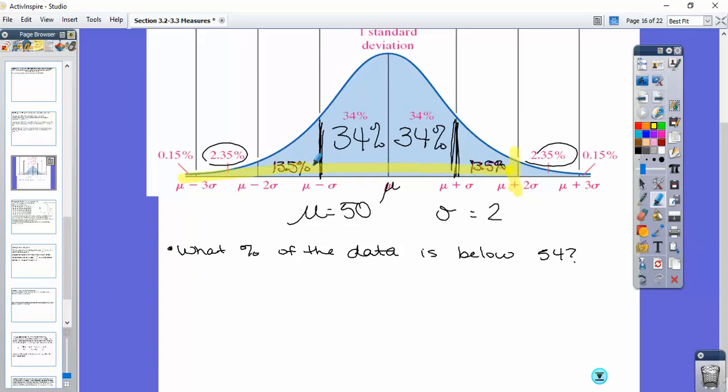And I asked you what percent of our data falls down there. Well, we know up to the center, what percent falls less than the mean? 50, because the mean is the middle. Then if you add your 34 for the first standard deviation there and your 13.5 for the second, we get 97.5.